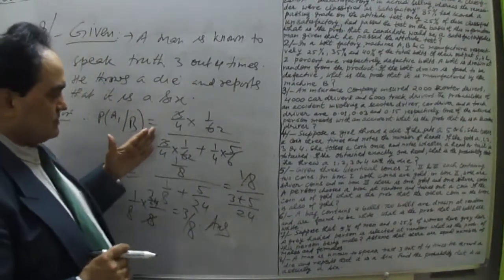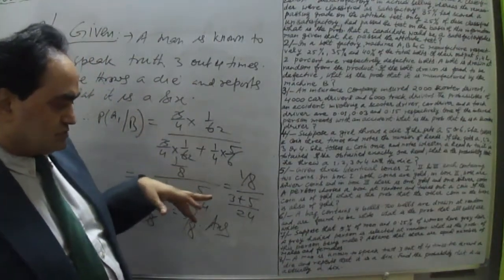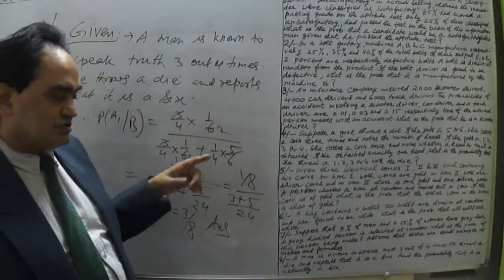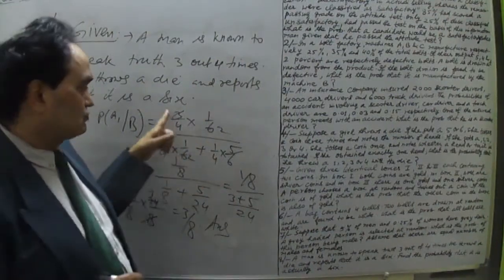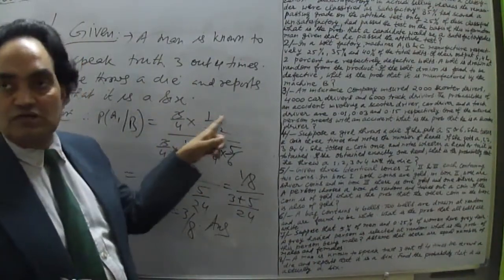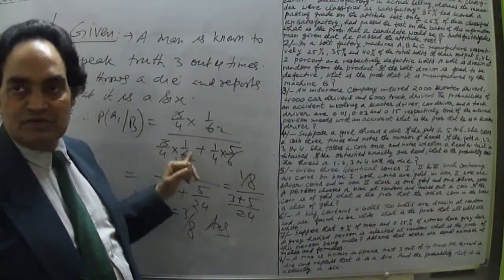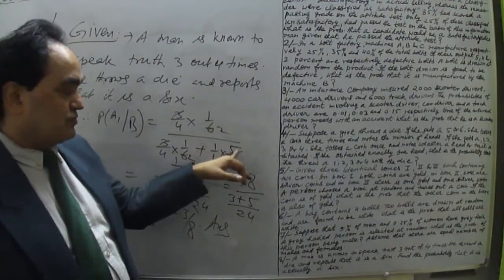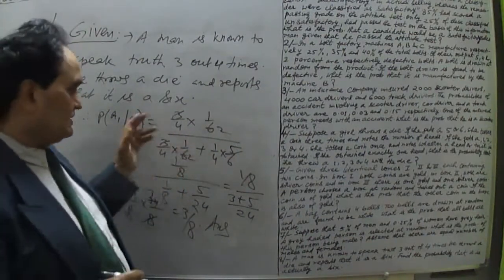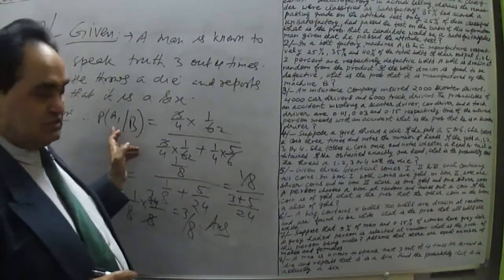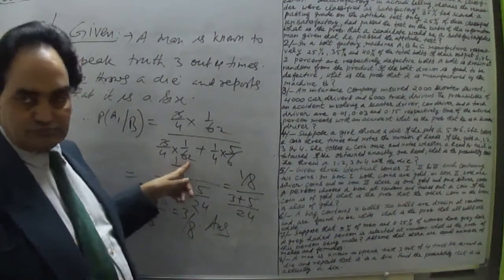The first thing is he is telling the truth. The probability to speak the truth is 3 out of 4. Not telling the truth is 1/4. Then 6 appearing is 1/6 probability, not appearing is 5/6. Now 6 actually appearing, that means A1 is the event.